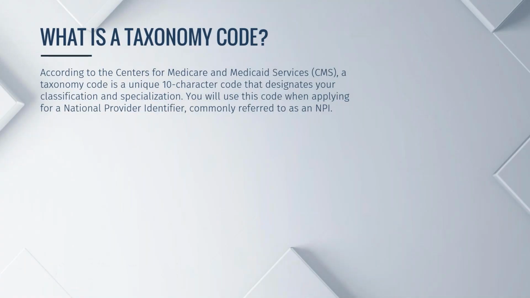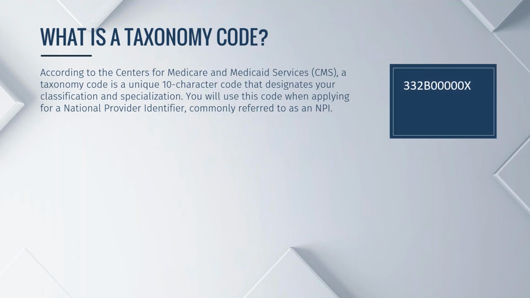What is a taxonomy code? According to the Centers for Medicare and Medicaid Services, or CMS, a taxonomy code is a unique 10-character code that designates your classification and specialization. You will use this code when applying for a National Provider Identifier, commonly referred to as an NPI.